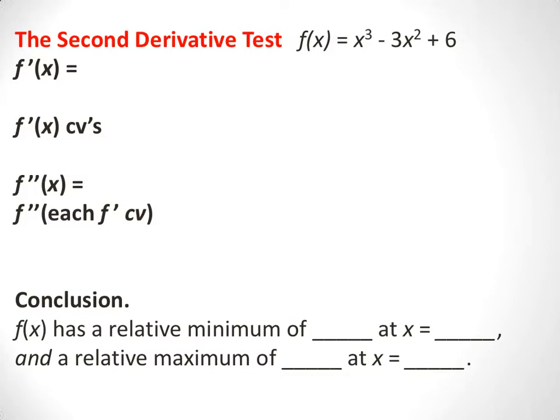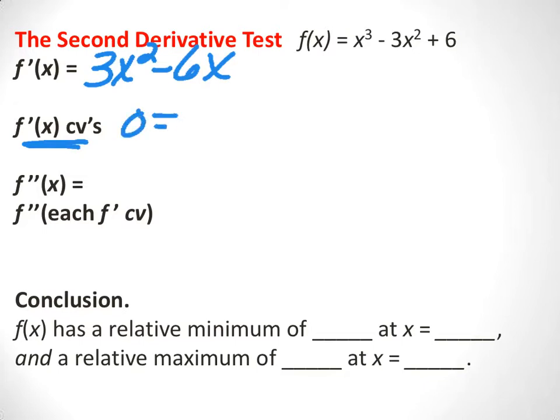And so take the first derivative. X cubed gives us 3x squared. Minus 3x squared gives us -6x. 6 gives us a derivative of 0. Critical values, we need to know where it's 0 or undefined. This guy's never undefined, so set them equal to 0.